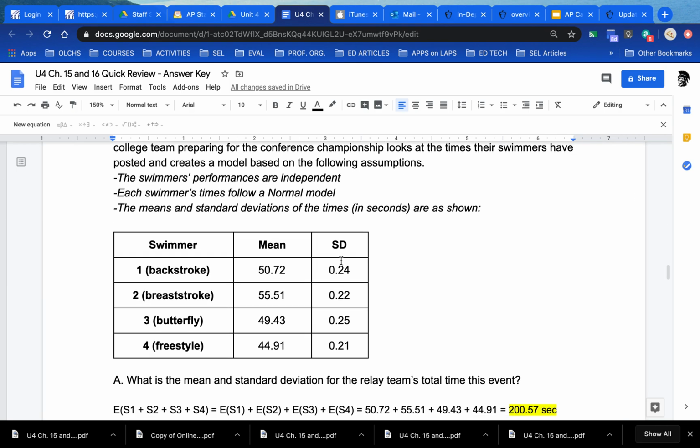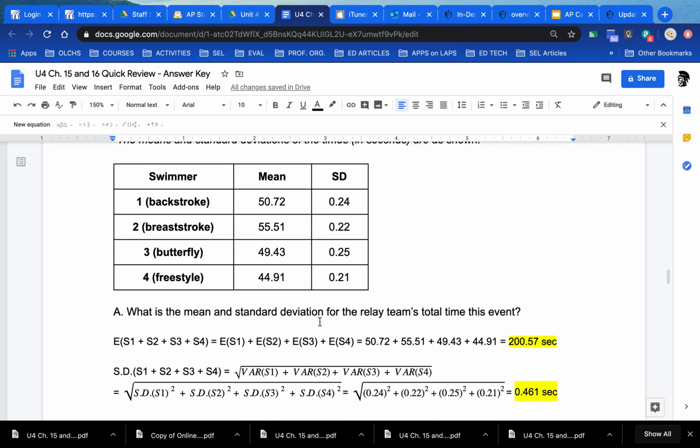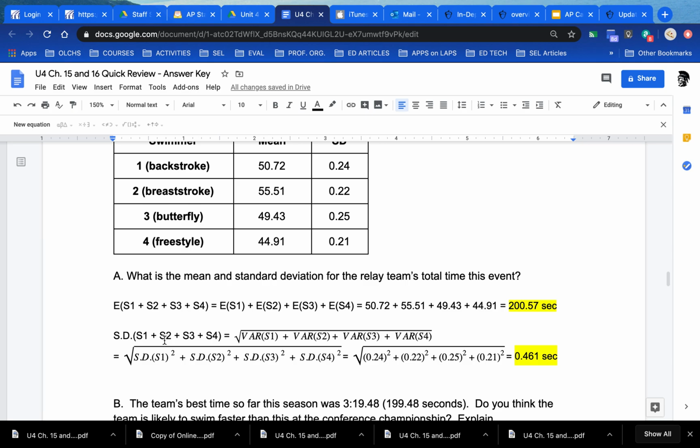So these are the times for 4 swimmers, and it's a medley, and they each swim a different stroke. Here's their mean times and their standard deviation. So this is 4 random variables. And if you were asked to find their mean and standard deviation, well, again, the mean or expected value, you just add these. That's pretty easy. Notice for standard deviation, you can't just add them because they're multiple random variables. You have to square them and add them and then take their square root.